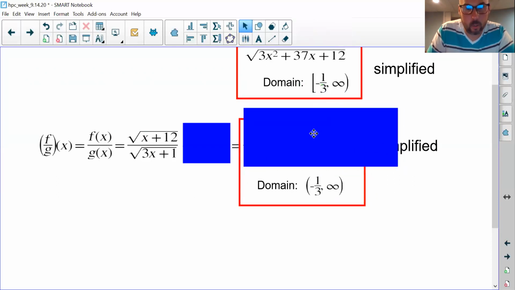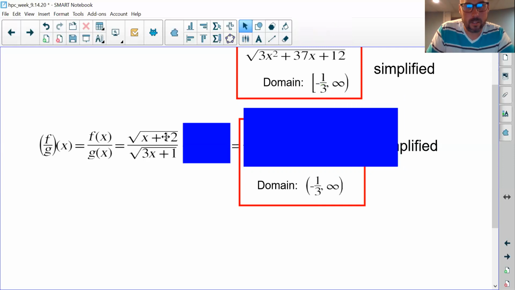But there's some blue boxes here. So what are we missing? Well, it's not simplified because, typically, they don't allow square roots in the denominator. It's an archaic rule, basically. No square roots in the denominator. So how do you get rid of the square root that's in the denominator? You do something called rationalize the denominator.